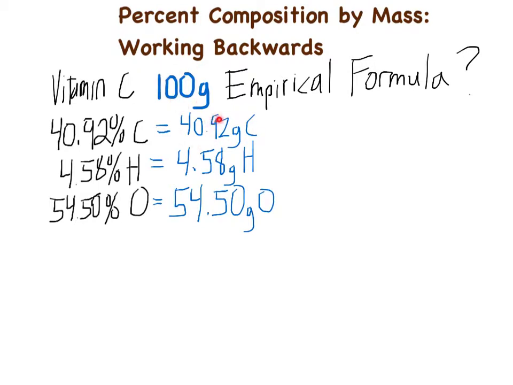Now we have 40.92 grams of carbon, 4.58 grams of hydrogen, and 54.50 grams of oxygen. Now, what we have to do is convert all these quantities into moles. I know that looks weird, but remember that's 54.50 grams of oxygen. That's a zero. That's an oxygen. Alright, so let's convert this one.